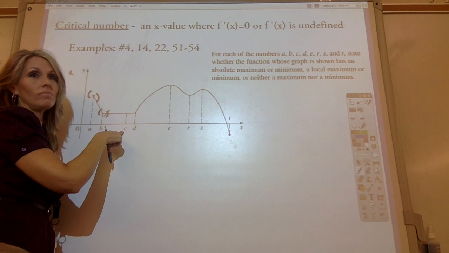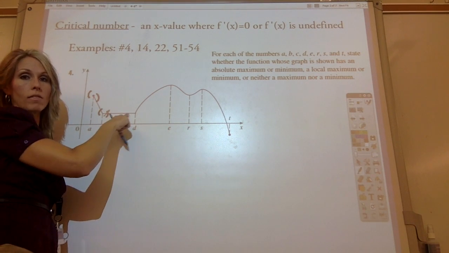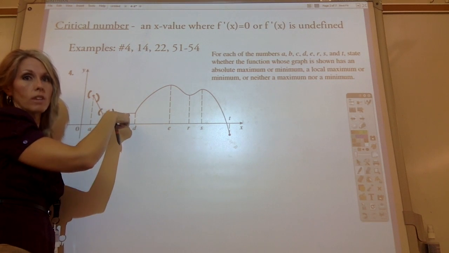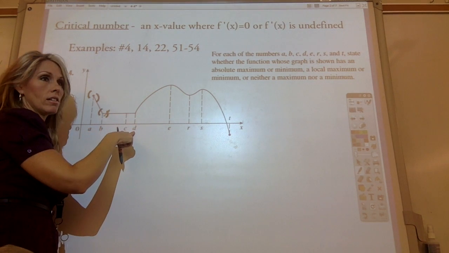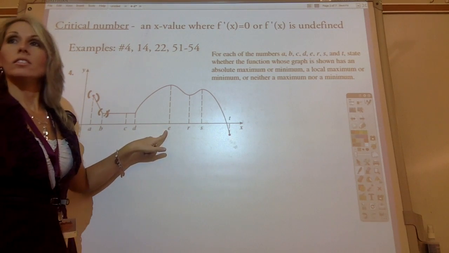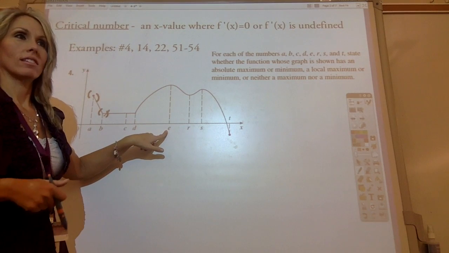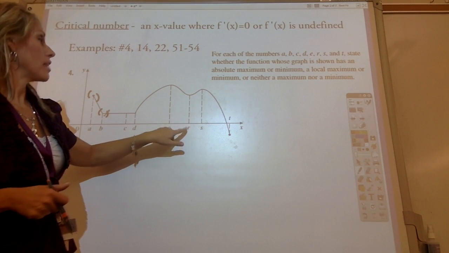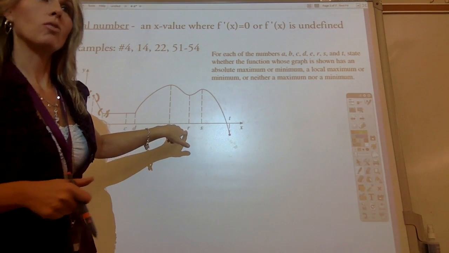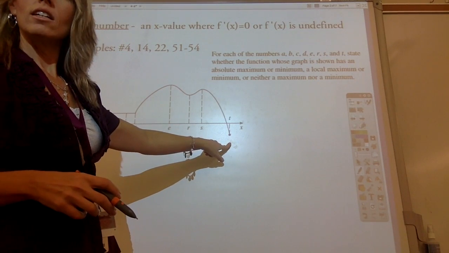Local min and local max. It is less than or equal to everything around it, and it's greater than or equal to everything around it. D? Another local min. E? Absolute max. And local max. Yes. Okay, did you hear them? All right, R? Local min. S? Local max. T? Absolute min.